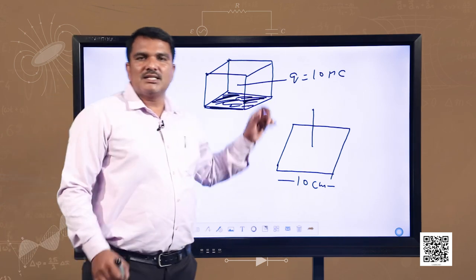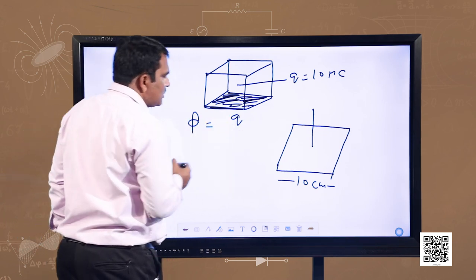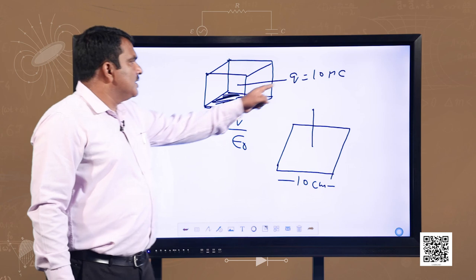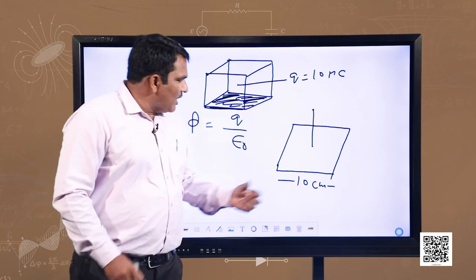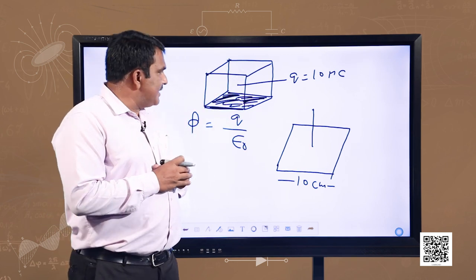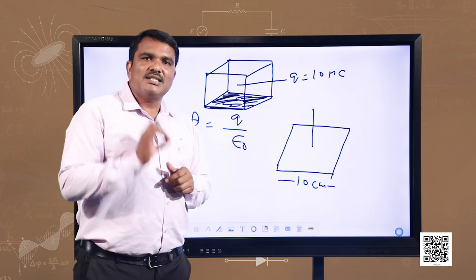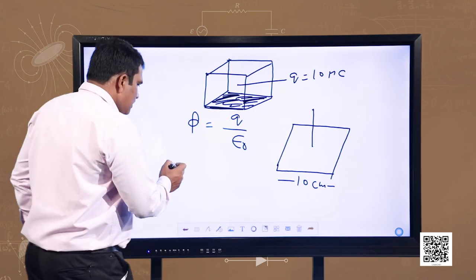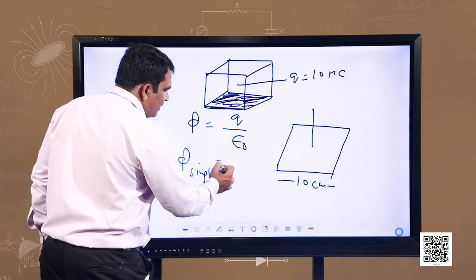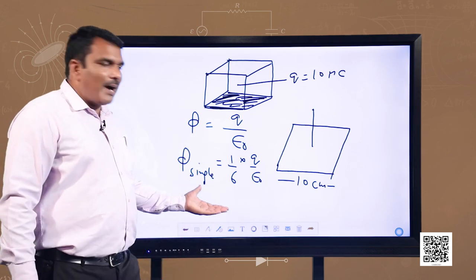Now, the total flux passing through this cube will be the amount of charge enclosed divided by epsilon naught, where charge is 10 microcoulomb. Now, because there are 6 faces in a cube and each face has an area equal to the area of this square, the flux through each face of this cube will be 1 by 6 of Q by epsilon naught. The flux through a single face of this cube, you can call it phi single, and this will be the flux passing through this square.